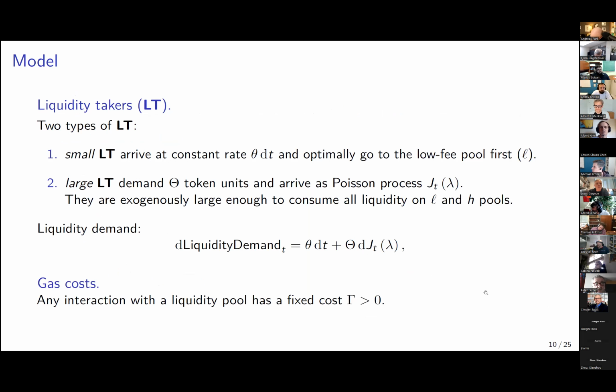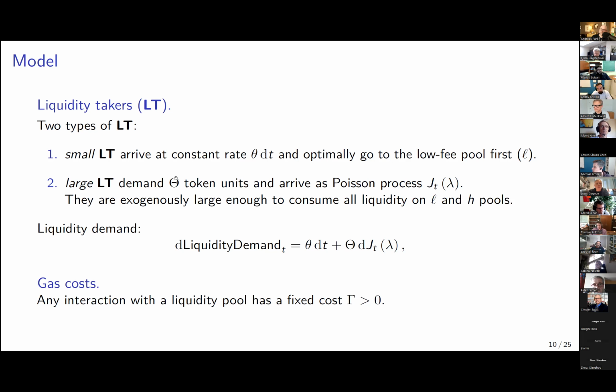And on the other side of the market, there are liquidity traders, and they come in 2 flavors. There can be small liquidity traders. Those people arrive as a constant flow, at a constant rate, small theta per unit of time, and they would optimally go to the low fee pool first. It's as if they have basically the auto router. They will get routed immediately to the low fee pool if the low fee pool has enough liquidity, but because these guys are small, almost surely the pool will have enough liquidity.